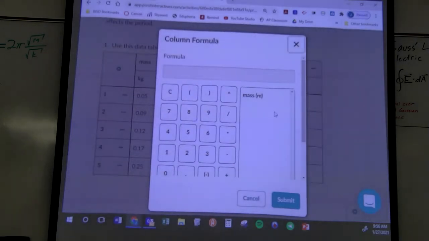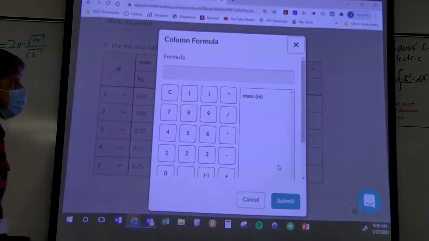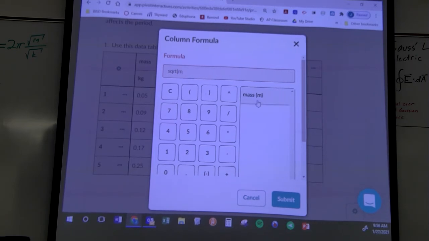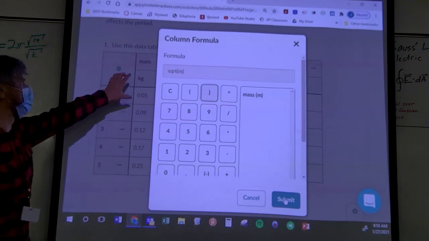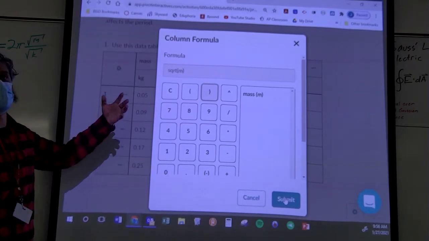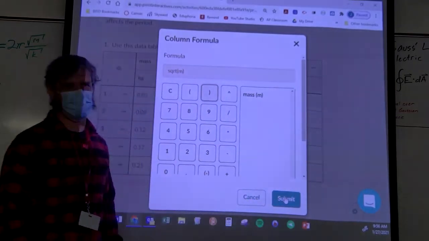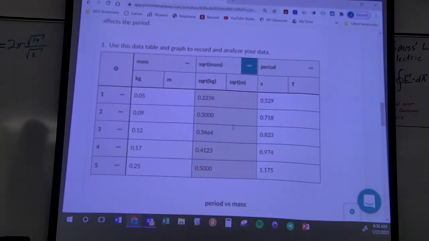So I'm going to change the column formula. Notice I have one of the column names here. It's mass. And so all I need to do is go down, hit that square root button, and then choose mass, close the parentheses. Now I have a formula that's going to take the input here and then take its square root and put that there. Now, if you wanted to do something with the period, you just have to insert the new column to the right of the period. And then you'd be able to say the period squared if you wanted to do it that way. But since we're doing it this way, I got the square root of mass. I hit submit. Those data are already there. Okay, so it does the calculation for you.